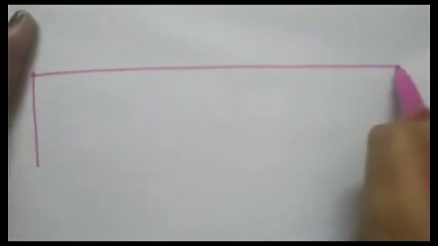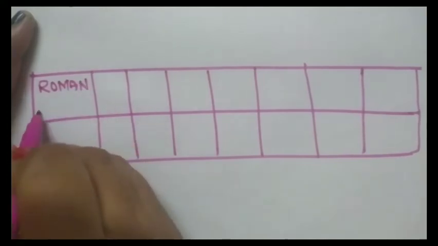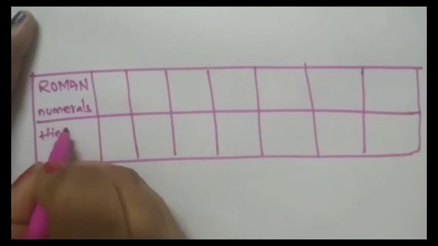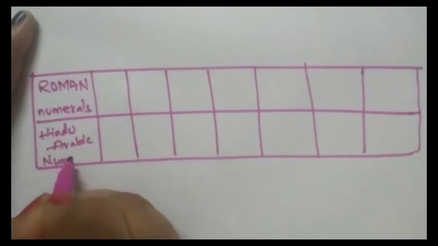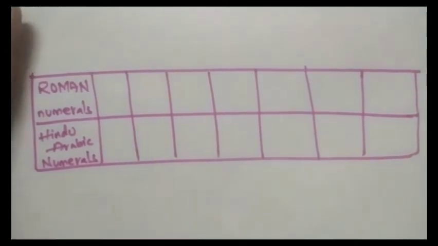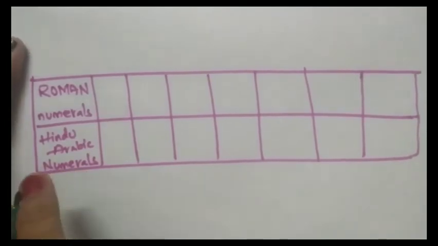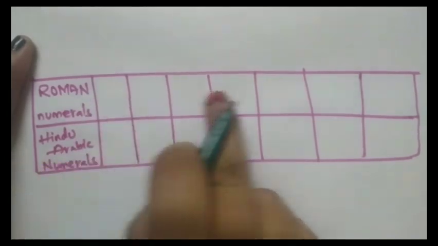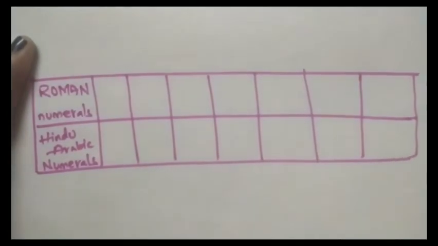Look here. I will write those symbols. Roman numerals, Hindu Arabic numerals. Like in Hindu Arabic numerals, we have digits 0 to 9 as symbols, in Roman numerals also there are 7 symbols. By using these 7 symbols, we can write other numbers.